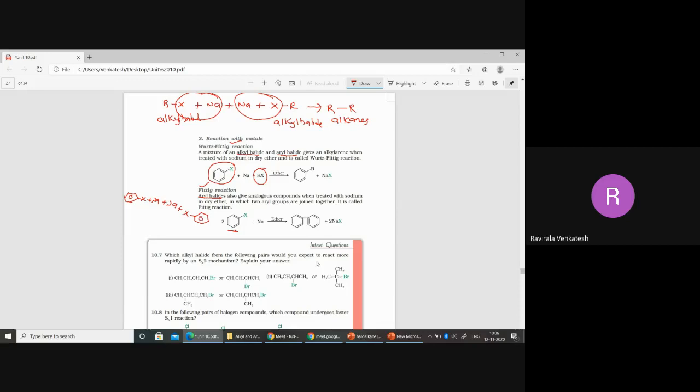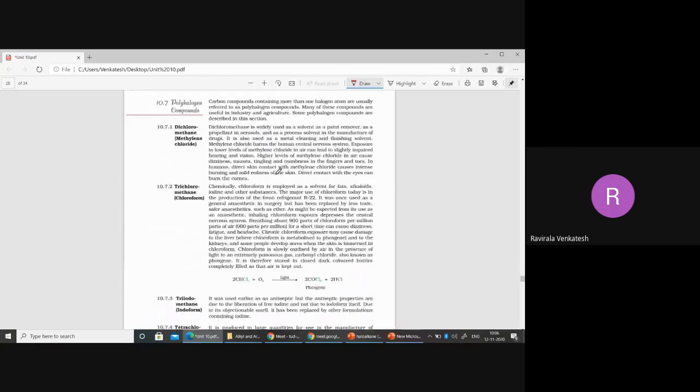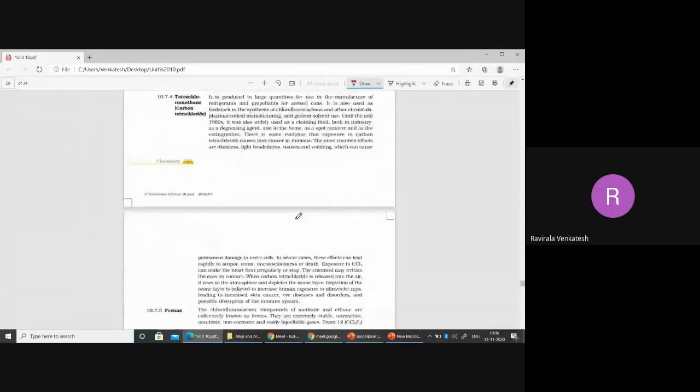Now, what happened here? NaX will be removed. Now both are joining. You are going to get this. So, in Fittig reaction, both are aryl halides. In Wurtz-Fittig reaction, one is alkyl halide and the other is aryl halide. In Wurtz reaction, both are alkyl halides. Now I will give you an assignment. The polyhalogen compounds are not there, you leave that. You see, it is not in the syllabus. So the syllabus of alkyl and aryl halides is completed.